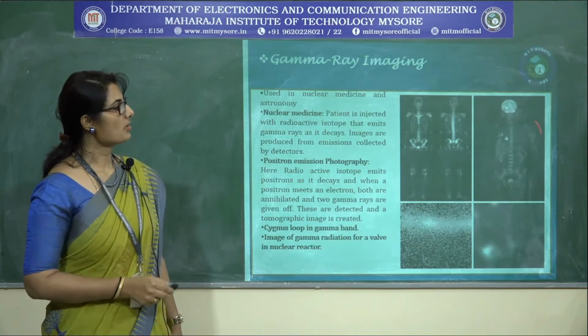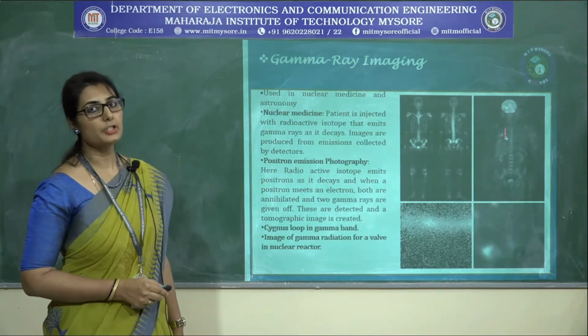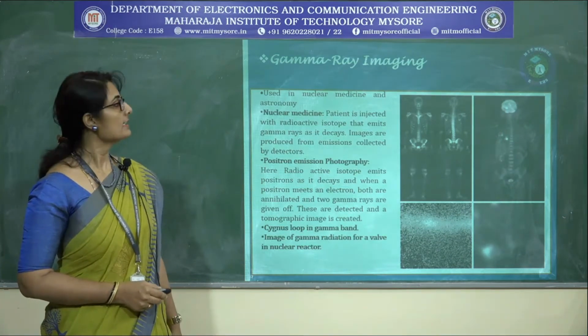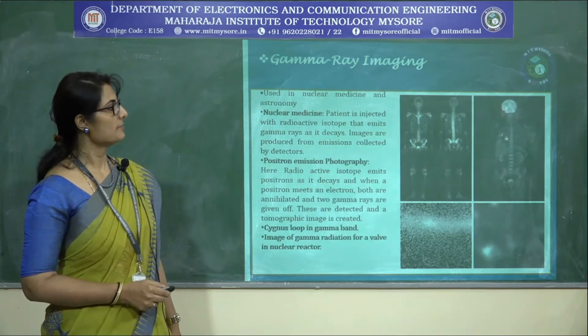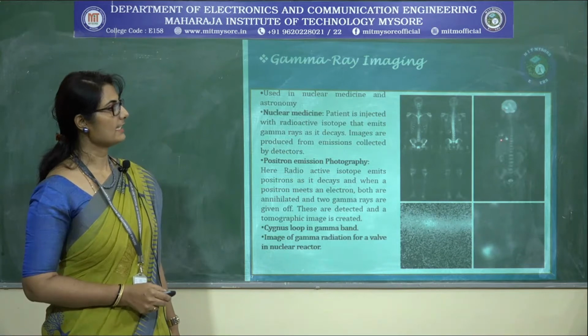These kinds of images are usually used to identify the tumors present in the human body. There are two tumors present in this figure. The first tumor is in the brain and the second is in the lung.